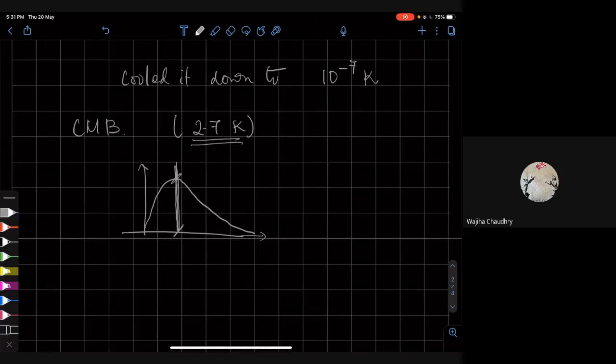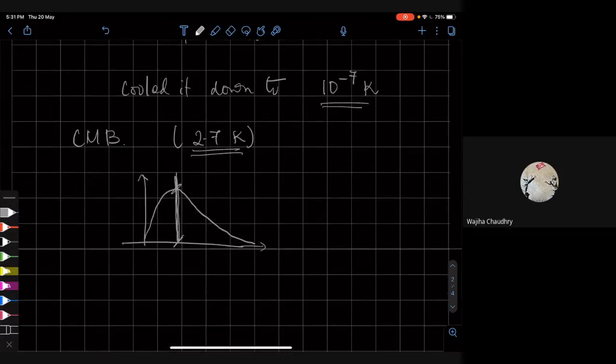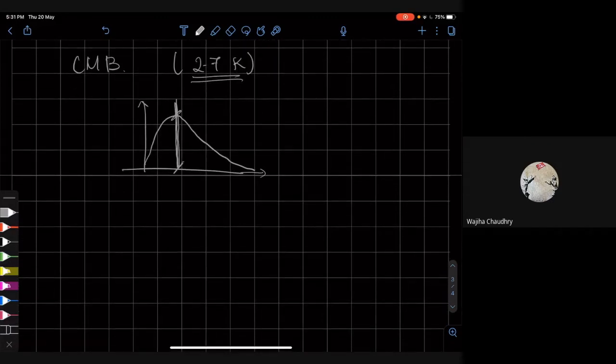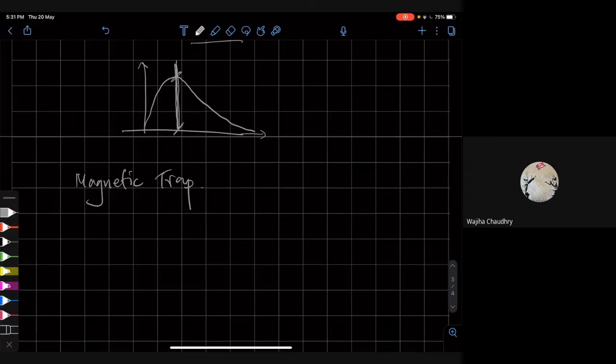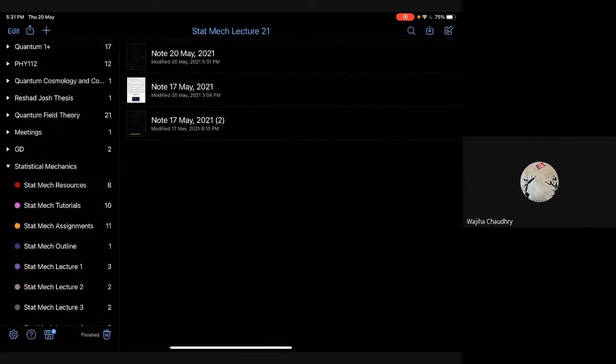So you cool down this gas even below the vacuum of outer space, and then you trap it in a magnetic trap. Then you release it from the magnetic trap and you observe it after it travels a little distance. Did I show you the pictures last time? Yeah, I did. Let me just show it to you again. It's such a nice picture.